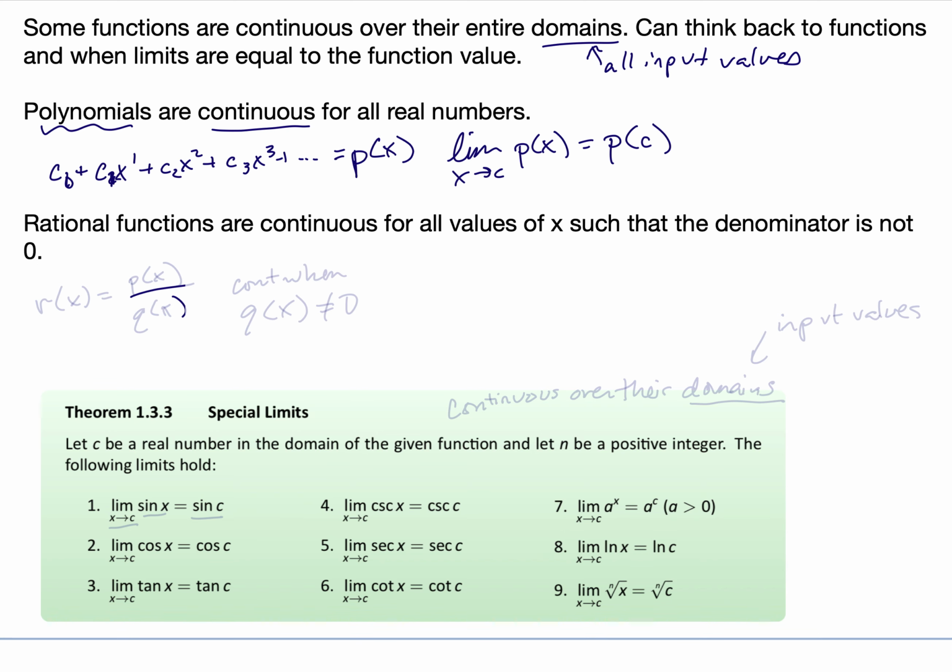Similarly, rational functions. Remember that a rational function r of x is a polynomial divided by a polynomial. Those are continuous for all values of x such that the denominator is not equal to 0. So this is continuous when q of x is not equal to 0.